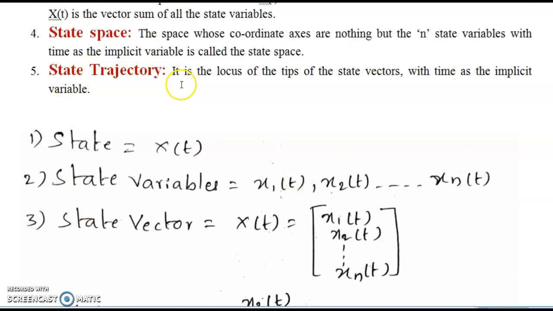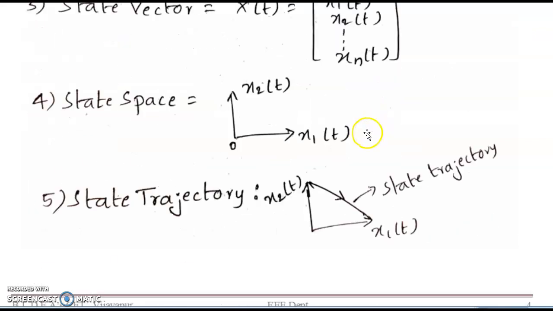Last definition is state trajectory. It is the locus of the tips of state vectors with time as the implicit variable. What does it mean? Here is one axis, and this is the second axis. Joining them gives a resultant. This is the first tip and this is the second tip, the arrow marks. The locus of these two tips, the joining of these tips, is a state trajectory.